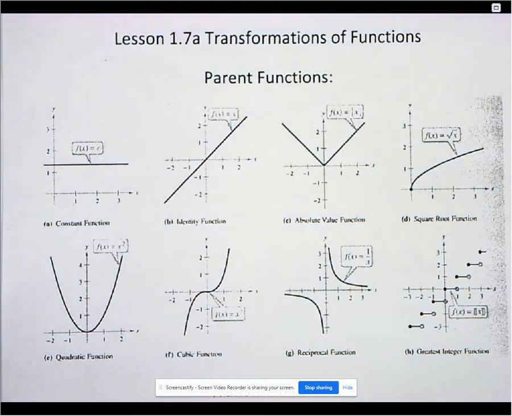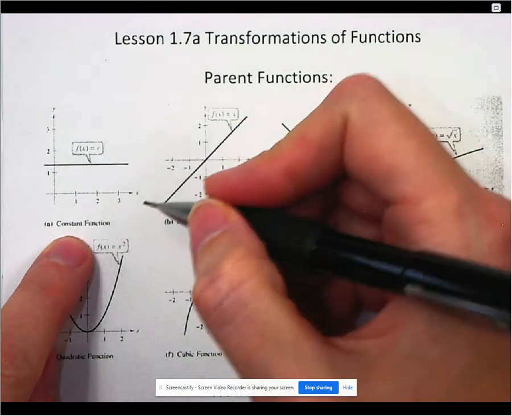All right, this lesson is going to be on transformations. And before we talk about transformations, we do need to talk about the parent functions. I took this out of the book, and it's really small and kind of hard to read, so I'm going to rewrite the equations for you in case you can't see them.